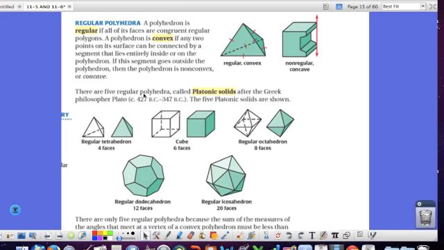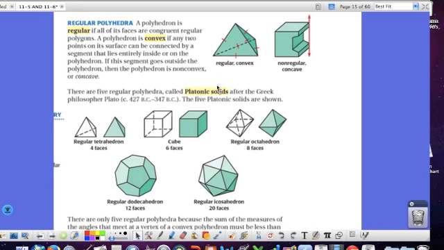There are 5 regular polyhedra called Platonic solids after the Greek philosopher Plato. The 5 Platonic solids are shown: a regular tetrahedron with 4 faces, a cube with 6 faces, a regular octahedron with 8 faces, a regular dodecahedron with 12 faces, and a regular icosahedron with 20 faces. These are ones that you should be familiar with the names of.